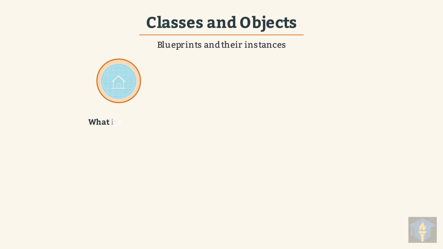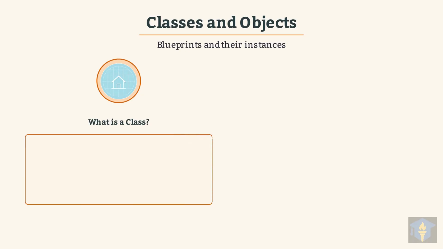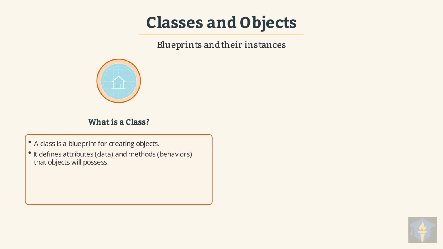First, what exactly is a class in the context of object-oriented programming? A class serves as a fundamental blueprint, providing a template for creating specific objects. It defines the attributes, which are data, and methods, which are behaviors, that all objects of that class will possess. Essentially, classes clearly describe both the structure and the capabilities of the objects derived from them.